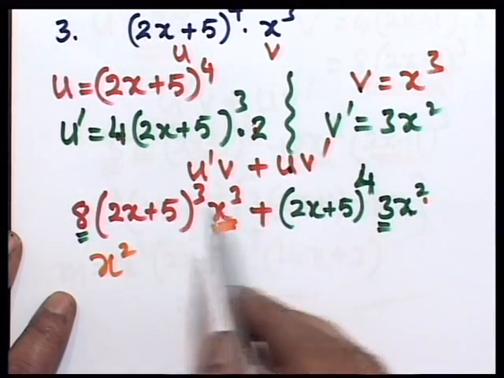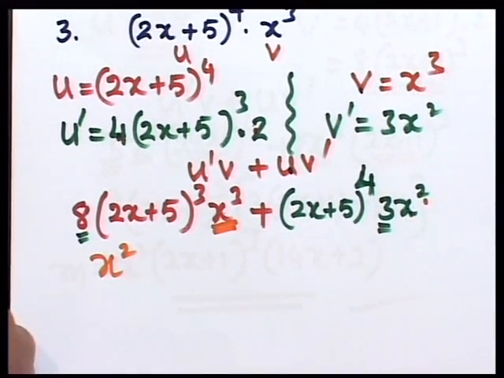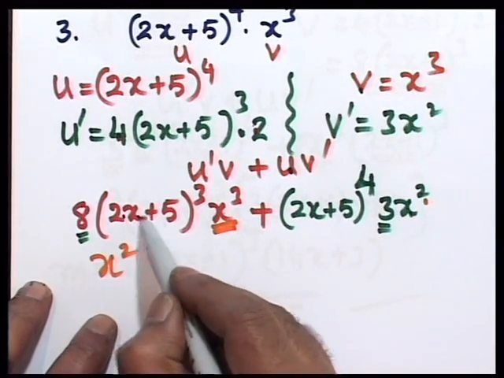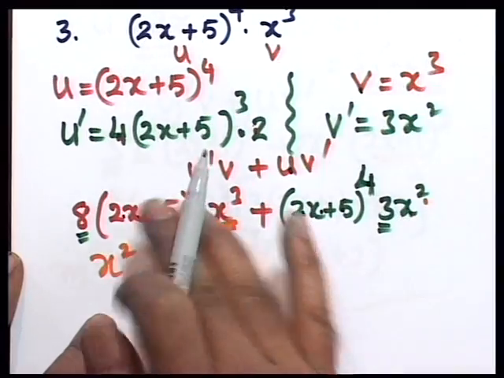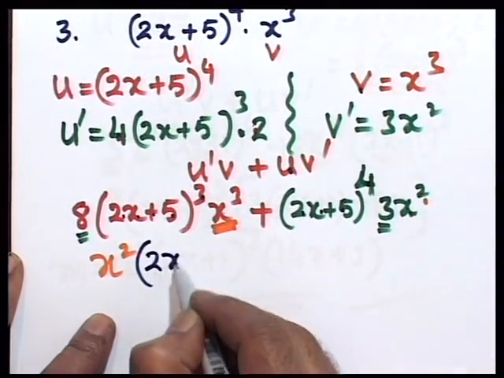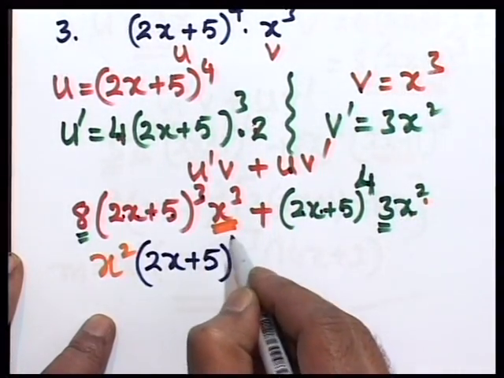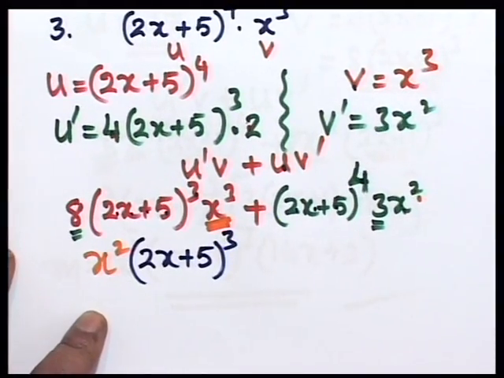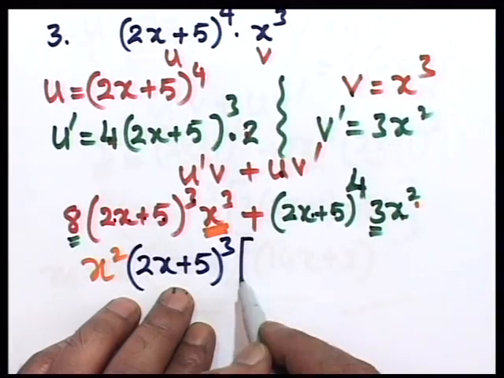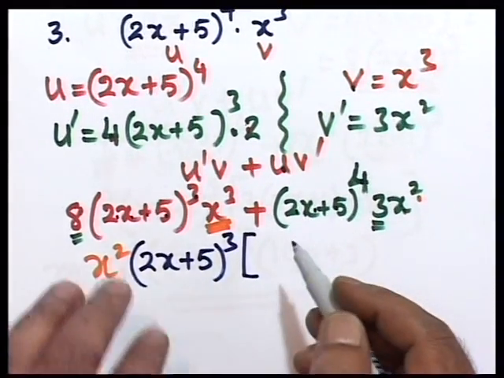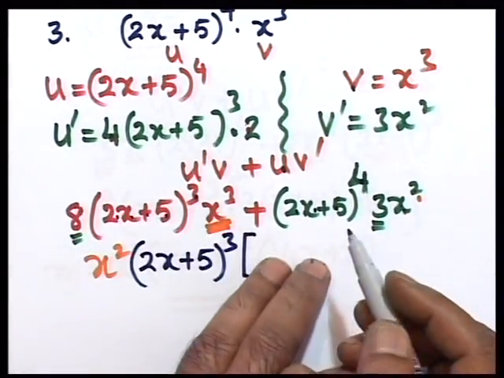Then watch these brackets. The brackets are very, very important. 2x plus 5 cubed, 2x plus 5 to the power 4. The maximum common factor is 2x plus 5 cubed. That's what we have. Once we finish taking the common factor, we start a nice big bracket. See whatever is left out, that comes in.